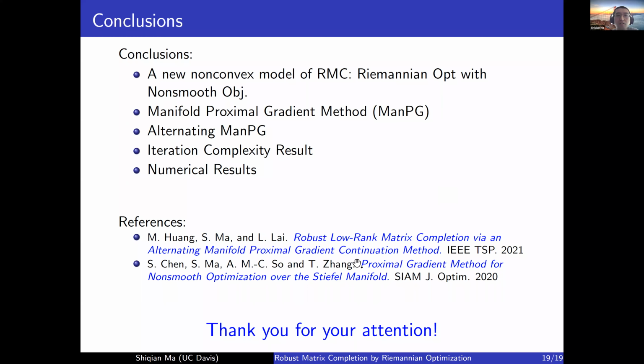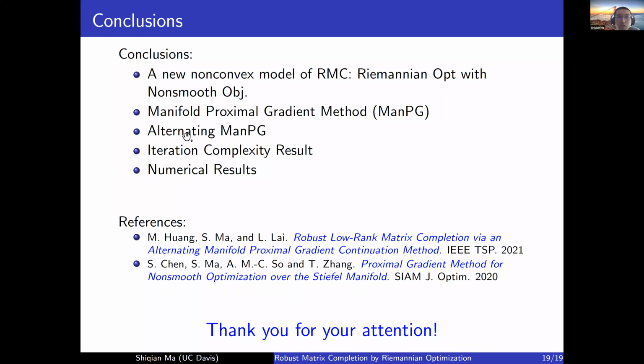Okay, so now let me just briefly conclude. Basically, in this work, we give a new non-convex model of the robust matrix completion problem. Our model is a Riemannian optimization problem with a non-smooth objective function. Usually this kind of optimization problem is very challenging to solve. In this work, we proposed this manifold proximal gradient method to solve this kind of problem. Basically, this is an extension of the proximal gradient method from the Euclidean space to the manifold optimization setting.